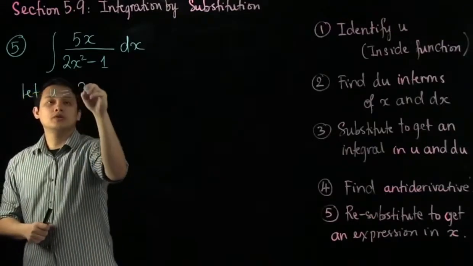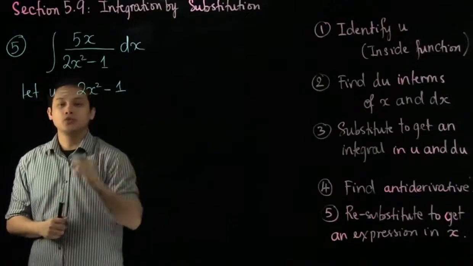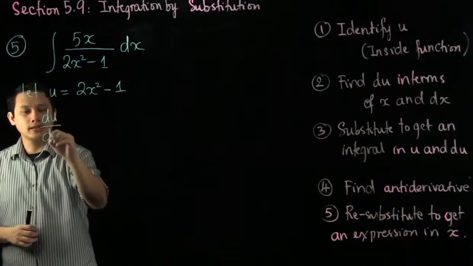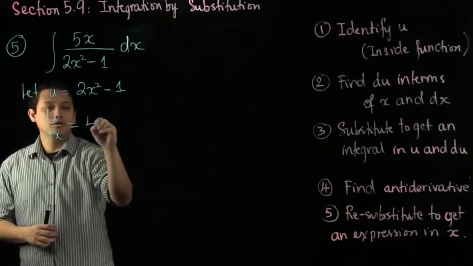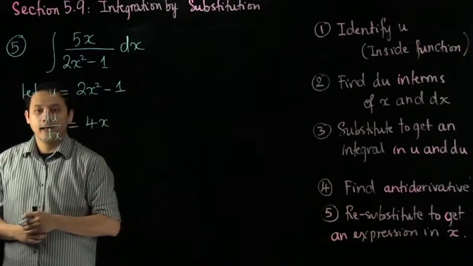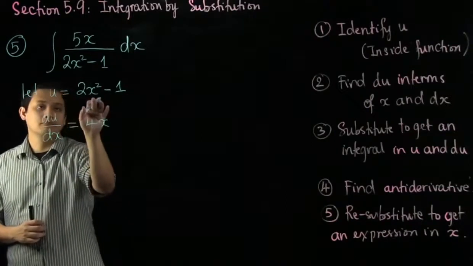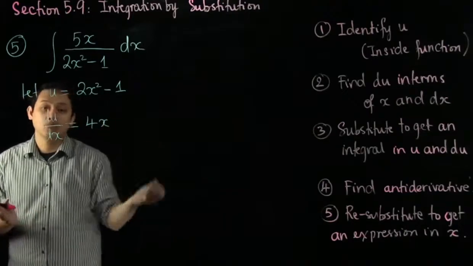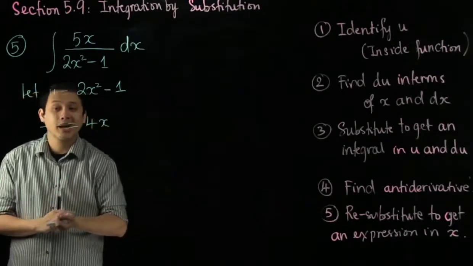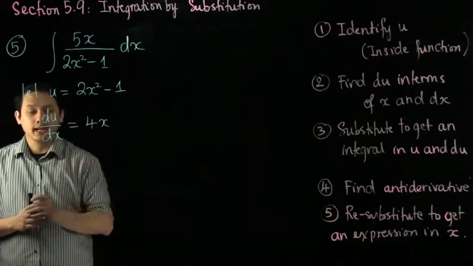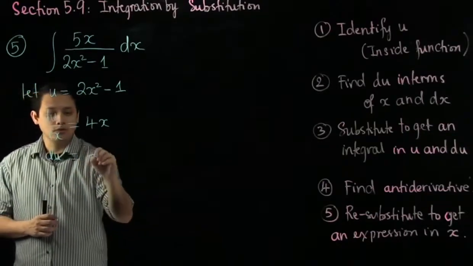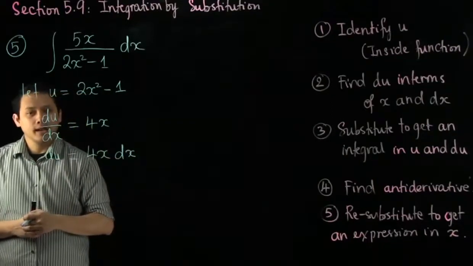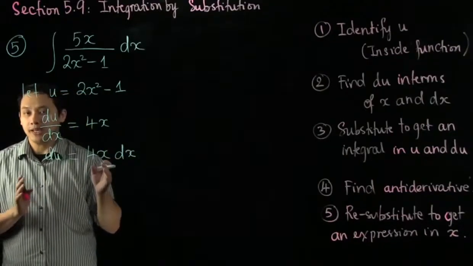Let u equal the inside function 2x squared minus 1. The derivative of this is du dx equal to 4 times x, because the derivative of 2x squared is 4x, and the derivative of minus 1 is just 0 because minus 1 is a constant. Now multiply dx across, you have du equal to 4x dx. Now go back to the original integral.